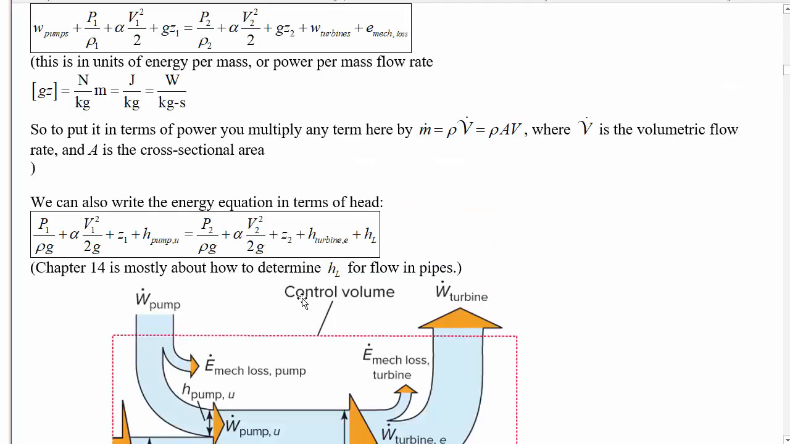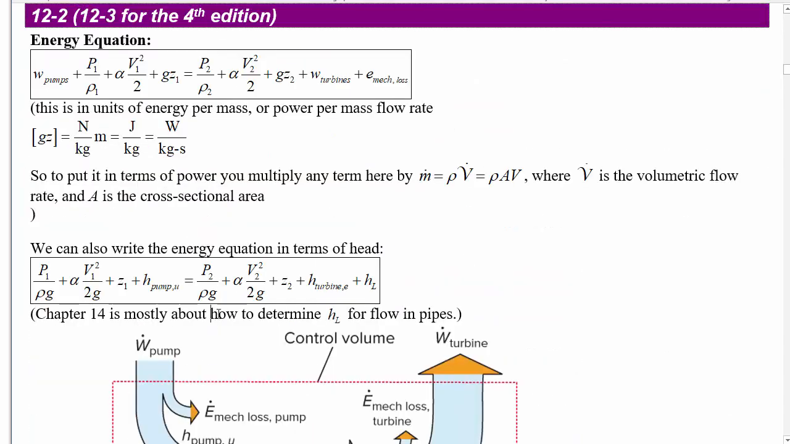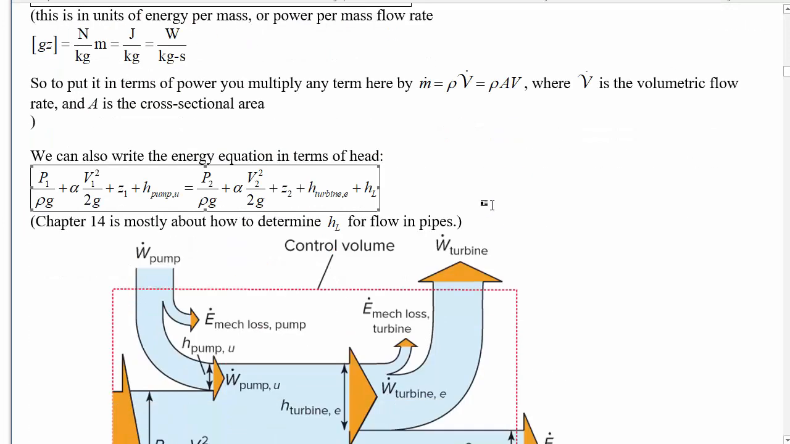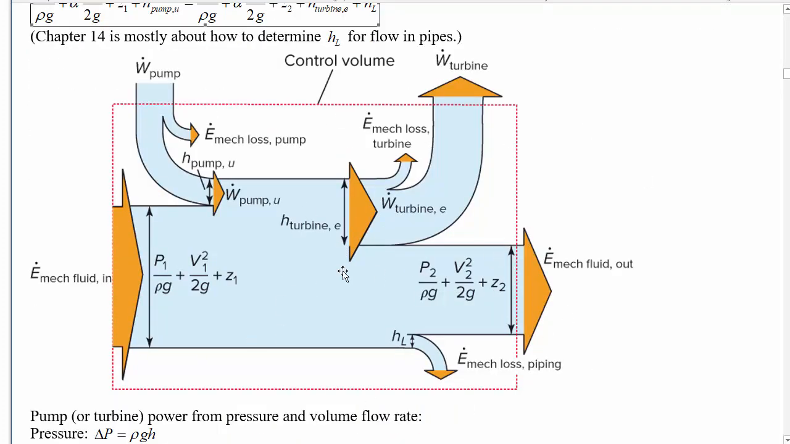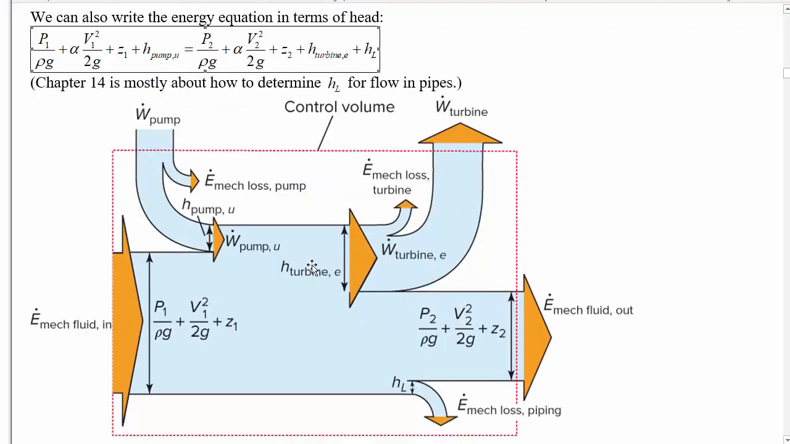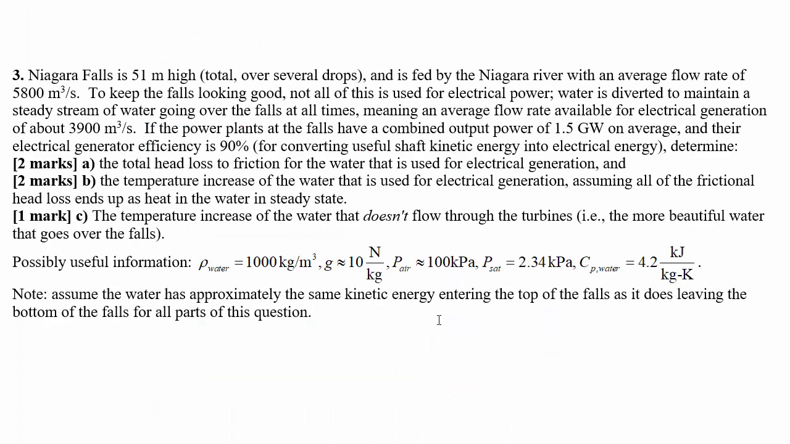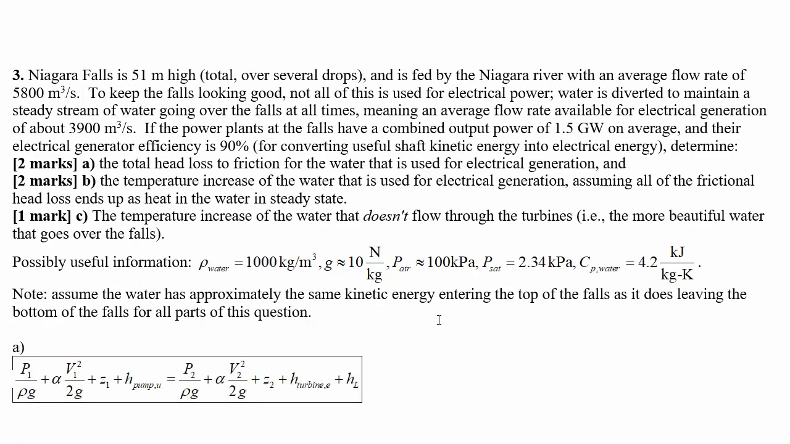So what we're going to do is take our energy equation in terms of head to explain what's going on here. This picture from the textbook is awesome. What we've got is no pumping here, but we've got a mechanical energy of the fluid going in, and then we're going to be having some mechanical energy of the fluid going out at the bottom of the falls. We've got some head loss, and we've got the rest of the energy going into the turbine. So let's get our information there to answer the first part of the question.